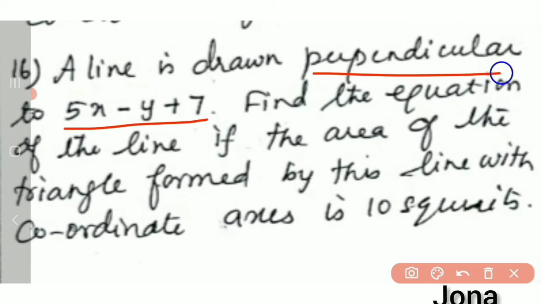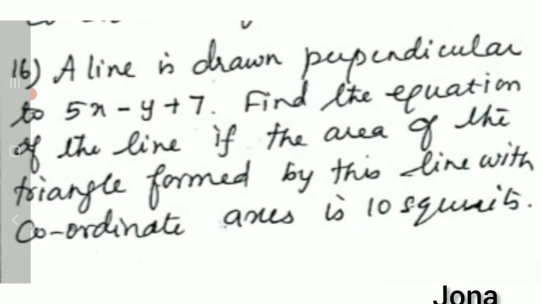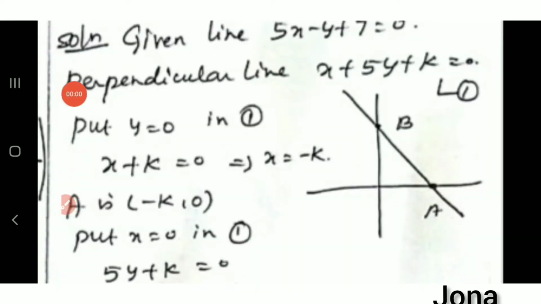That perpendicular line is a clue. Find the equation of the line if the area of the triangle formed by this line with the coordinate axes is 10 square units. Here the given line is 5x minus y plus 7 equal to 0.